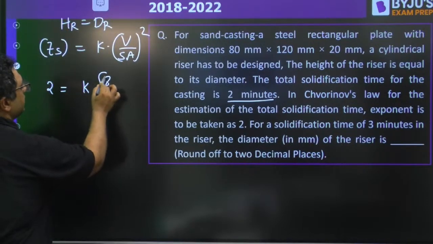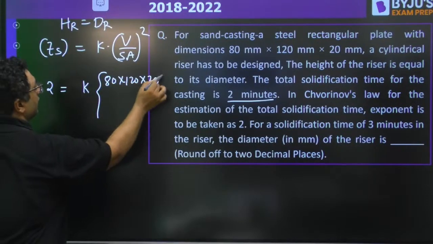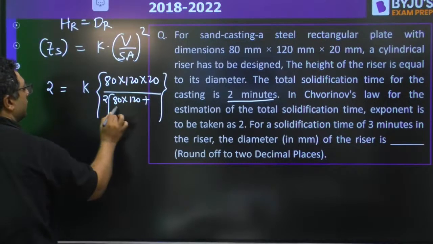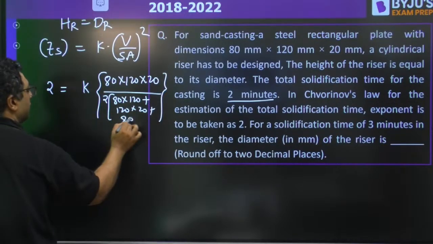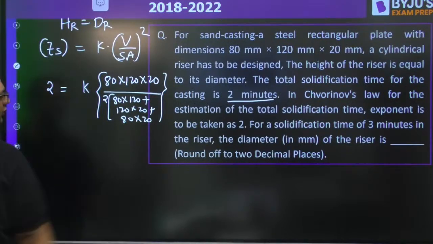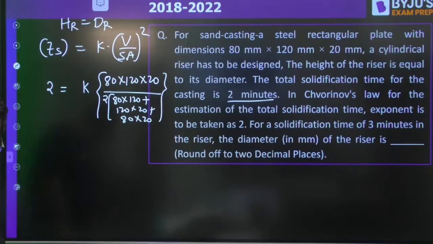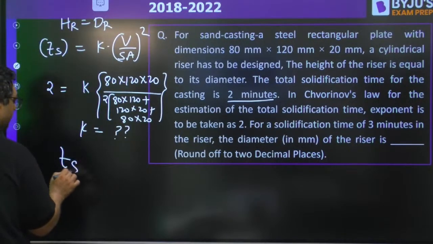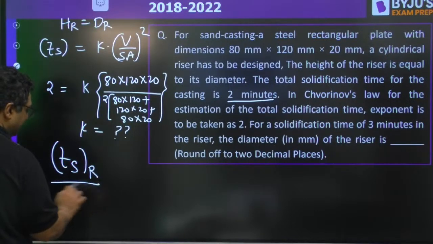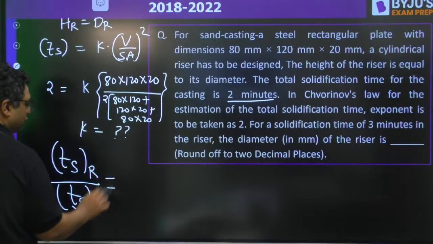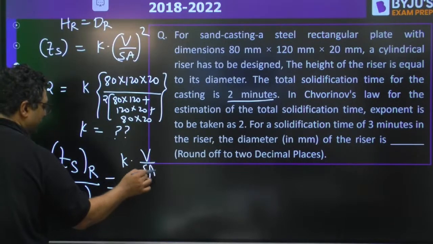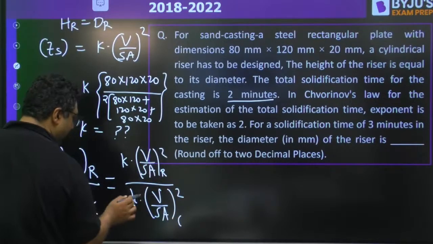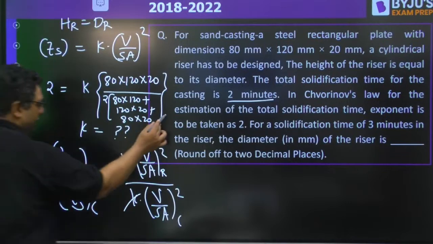Volume of the casting is, surface area is. You will get the value of K from here. Then the same K you need to use for the second solid, or you can also directly take the solidification time of riser by solidification time of casting. That way also you can do, then K will get cancelled out. V by SA of riser, V by SA of casting, whole square, K will get cancelled out. So you just need to put the values here.